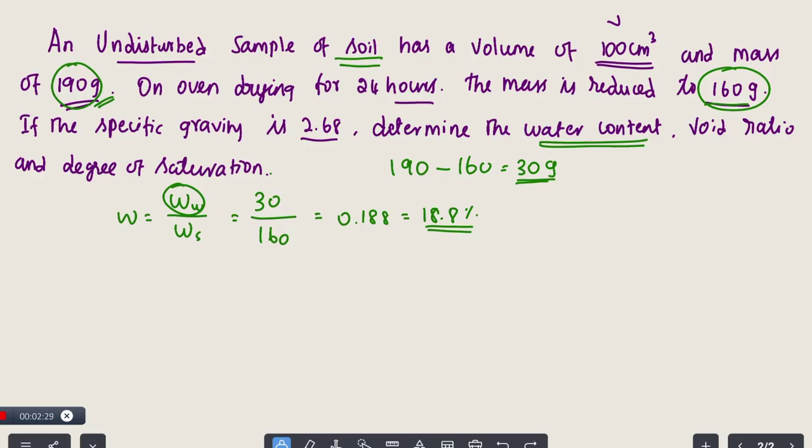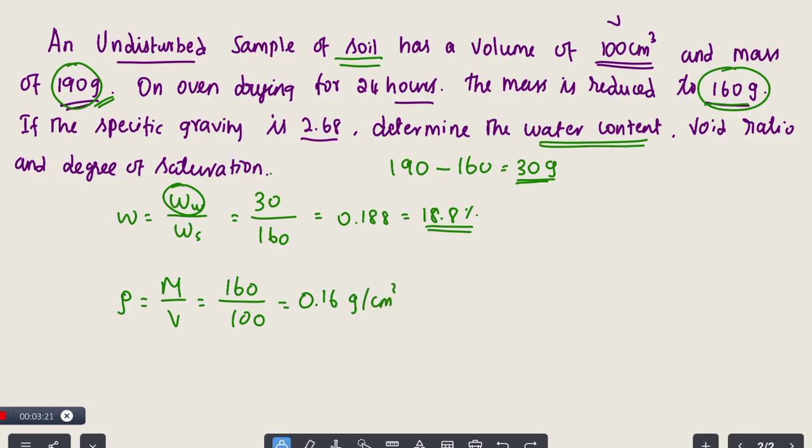The second thing is to find the void ratio. For the void ratio, first we find the dry density, and after that we can find the void ratio. Dry density is mass by volume. The dry soil weight is 160 divided by the volume, which is 100, giving 1.6 gram per centimeter cube.